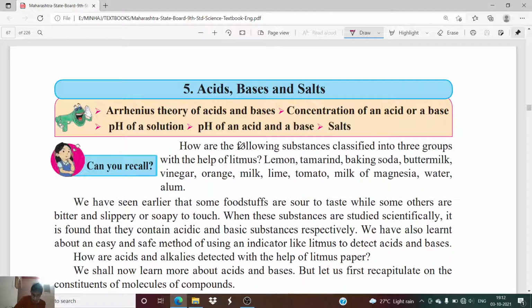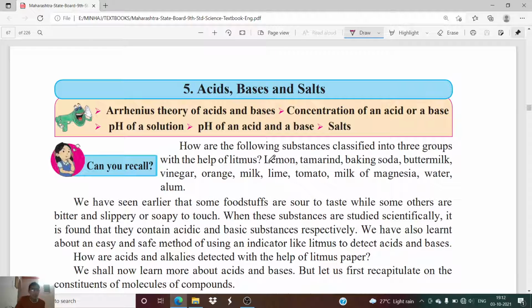So here some examples are given: lemon, tamarind, baking soda, buttermilk, vinegar, orange, milk, lime, tomato, milk of magnesia, water, and alum. Now, definitely, some of the materials from this are acidic in nature and some are basic in nature, whereas some may be in neutral state.